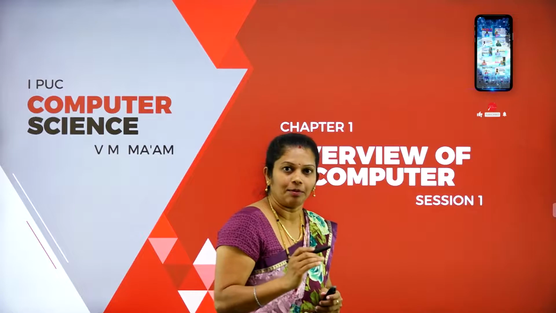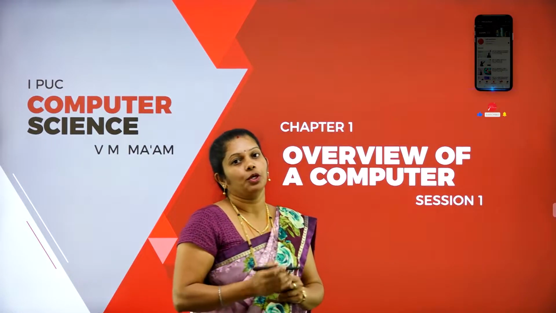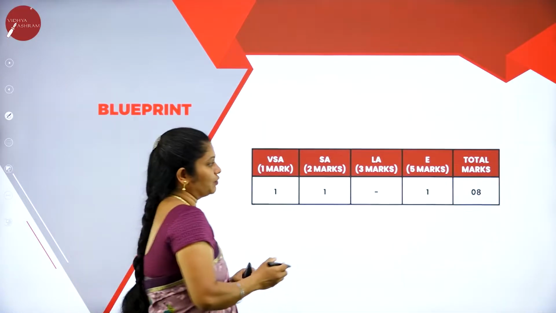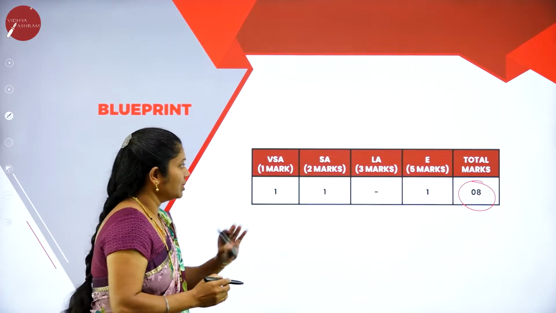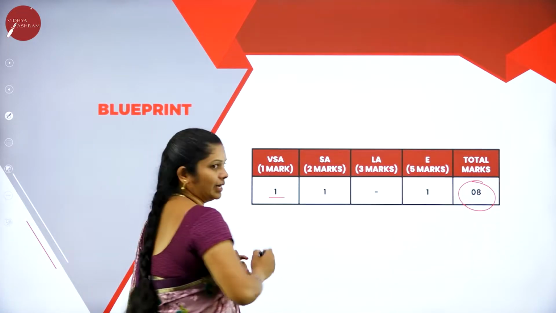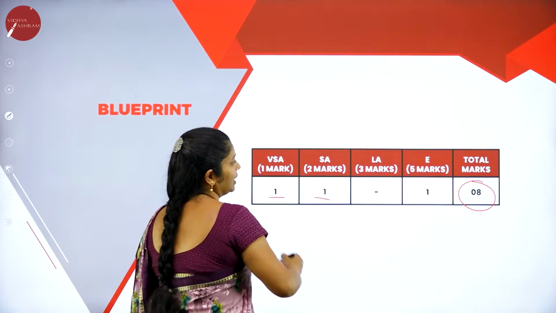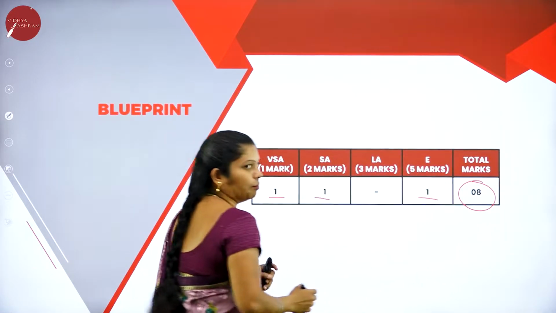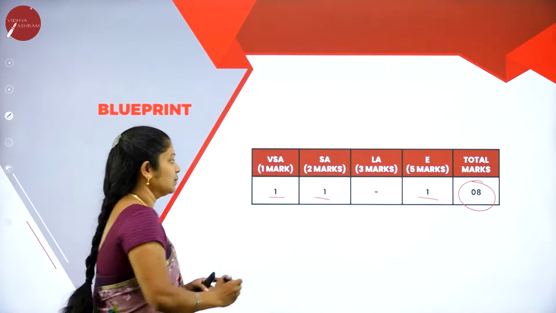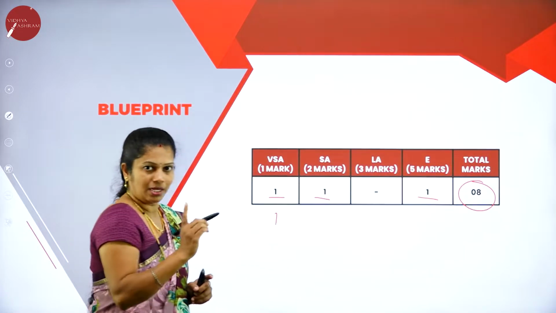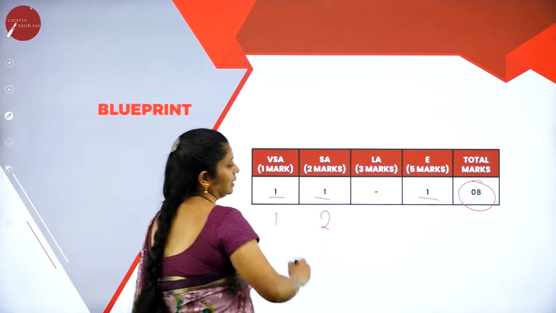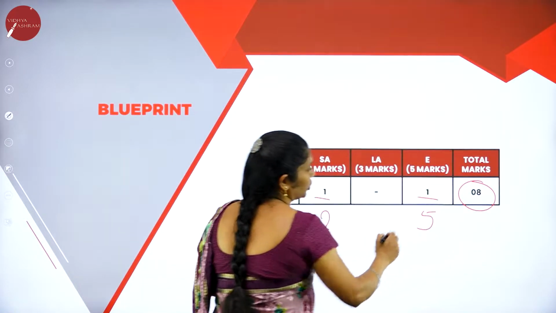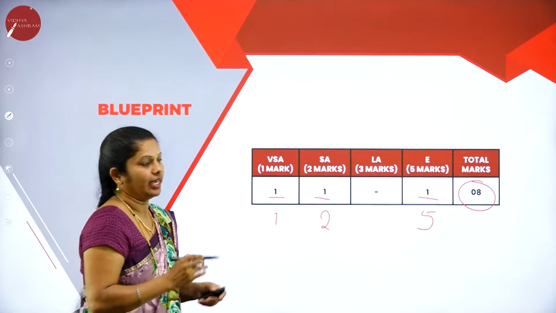This is the first chapter in the first PU syllabus. The total weightage of this chapter is 8 marks in the annual exam. In 8 marks, you are going to get one question in part A, one question in part B, as well as one question in part D. Part A carries 1 mark, part B carries 2 marks, and part D carries 5 marks. Totally 8 marks weightage in the annual exam.